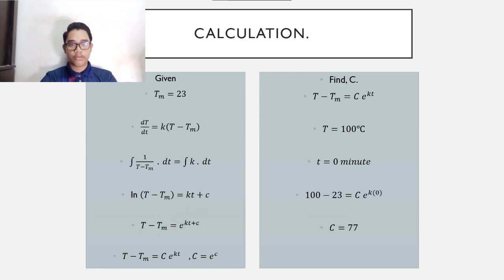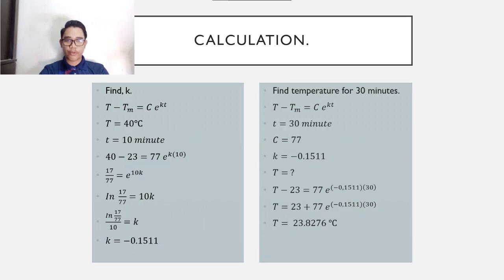To find the value of C, we need to use T is 100 degrees Celsius, Tm is 23 degrees Celsius, and t is 0 minutes, and we will get C is 77. Next, we need to find k. Use the same formula but with different values. T is 40 degrees Celsius, t is 10 minutes, and we use the same value of C and Tm. We will get k is negative 0.1511.